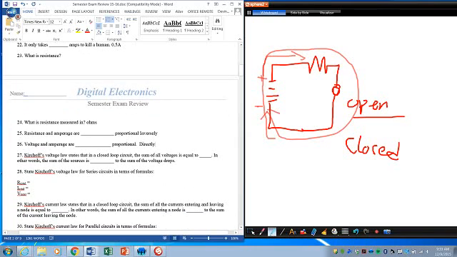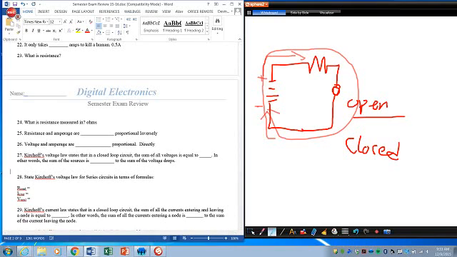Okay. Number 27, Kirchhoff's voltage law states in a closed loop circuit, the sum of all voltage is equal to blank. In other words, the sum of sources is equal to the sum of voltage drops. Okay, so that's basically saying, if you remember, if it's a closed loop, the voltage law, the first blank should be 0, and the second blank is equal.